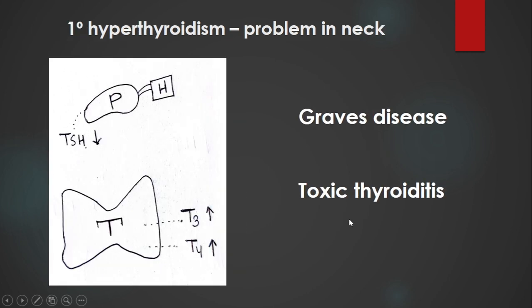Okay, there is another condition, primary hyper. Again, primary means problem in neck region, thyroid gland. Hyper means high production. So there is high production of T3 and T4. When T3 and T4 are high, they will provide negative feedback to the higher center. So TSH will be low. T3 T4 high, TSH low in the report is primary hyperthyroidism. The diseases are Graves' disease, toxic thyroiditis, and nodular goiter.